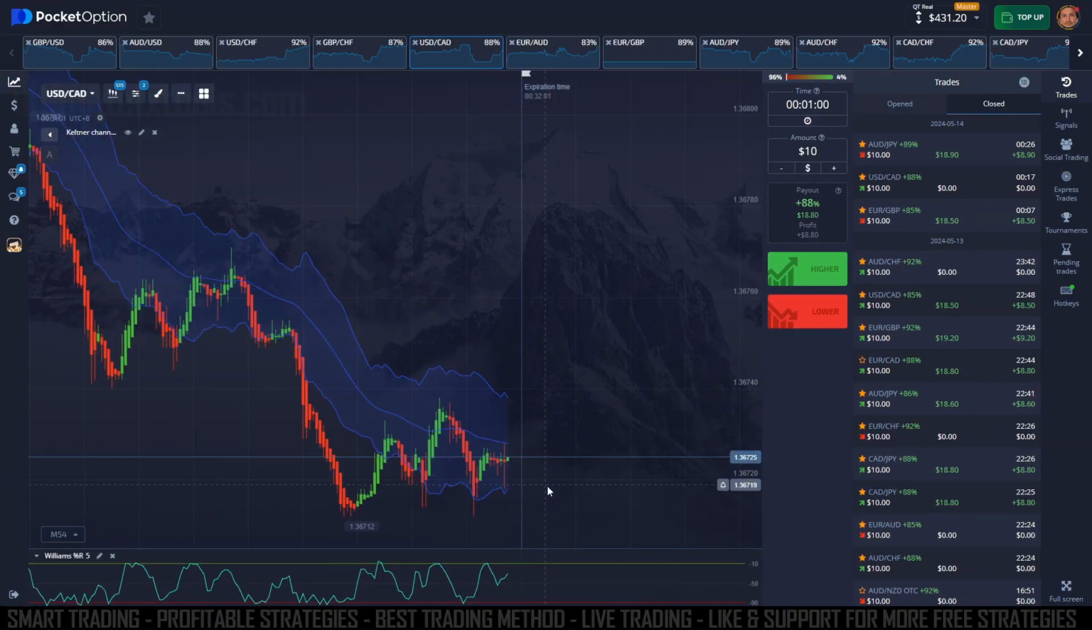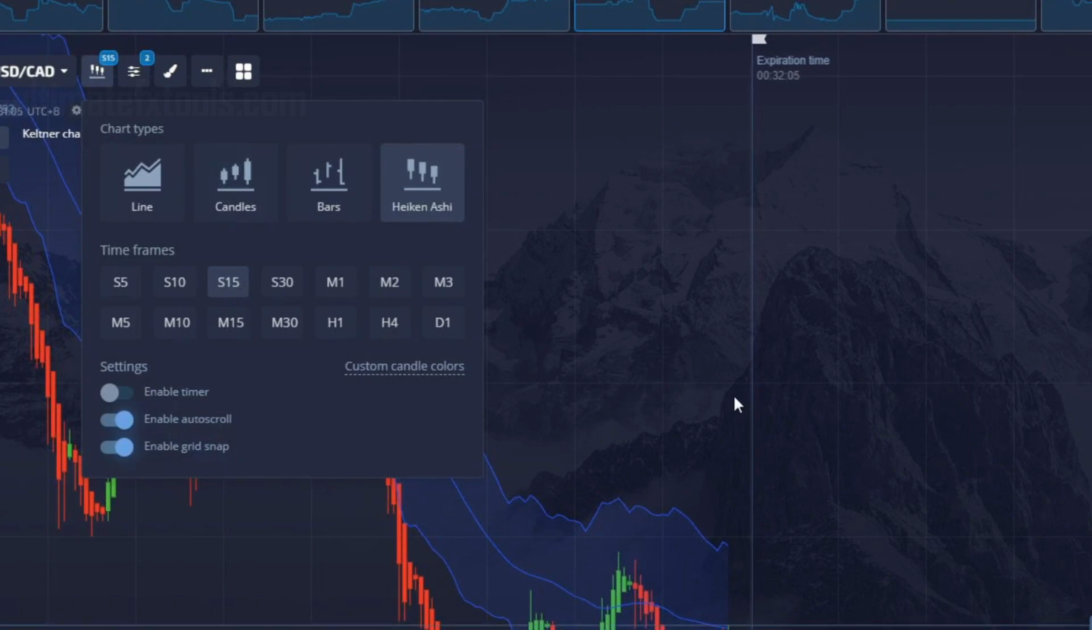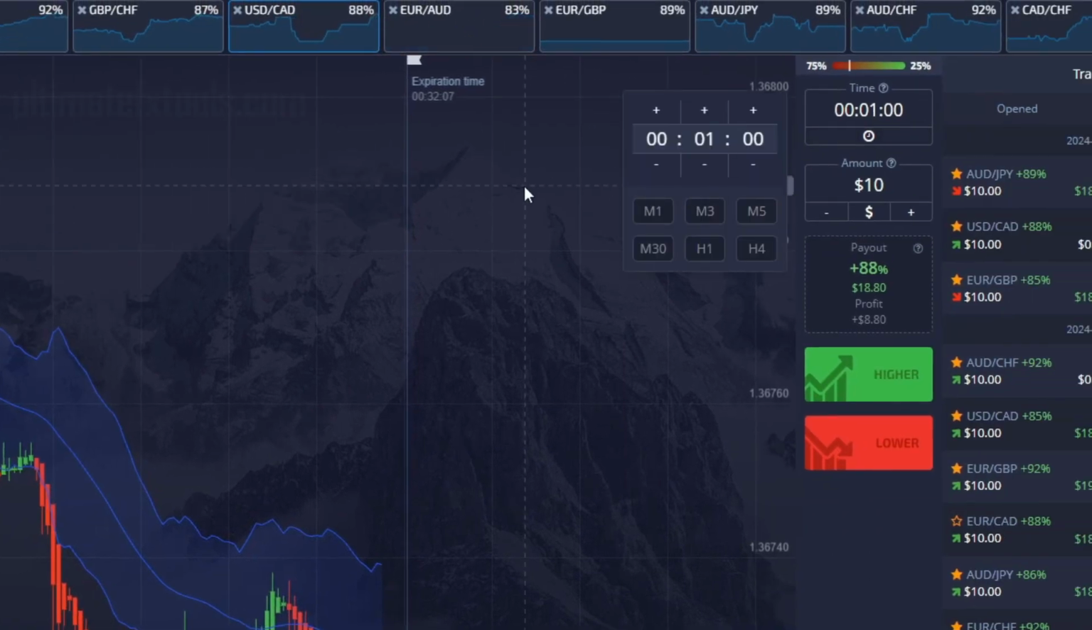We have filtering methods to ensure great results with our strategy. Make sure to use a 15-second time frame with a 1-minute trading duration.